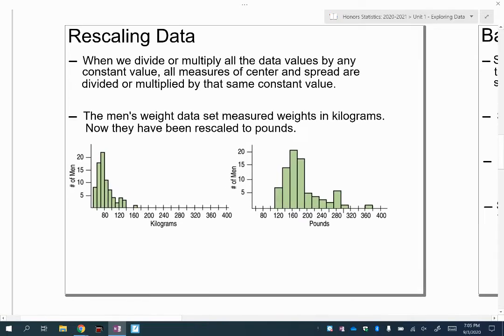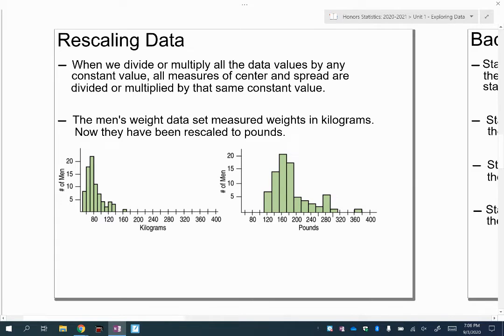Now, let's talk about rescaling data. This is another part in the standardized formula. The rescaling is the division part, but if you use multiplication, that's the same thing, rescaling. So if you divide or multiply all of your data values by a constant value, not only are the measures of center going to change, like mean, median, and mode, but measures of spread will also be changed by that constant. You can see that in these histograms, where they've changed from weights in kilograms to weights in pounds, using multiplication. And so that's going to end up changing the shape of the histogram.